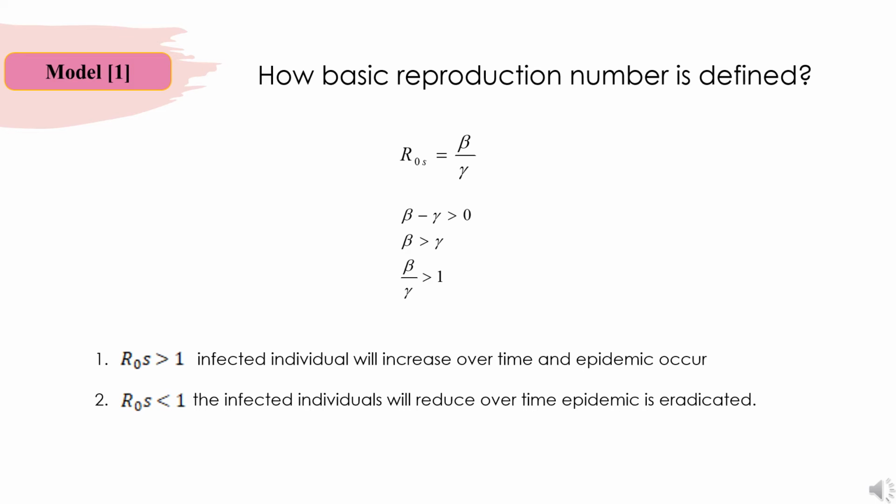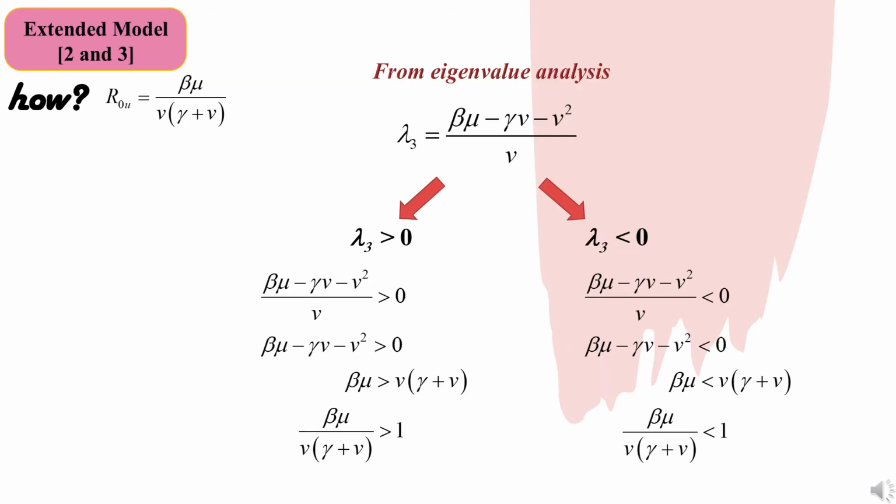So first, if R0S is larger than 1, the infected individuals will increase over time and the epidemic will occur. But if R0 is smaller than 1, the infected individuals will reduce over time and the epidemic is eradicated or will not occur. So here is how we obtain the basic reproduction number shown in the previous slide.